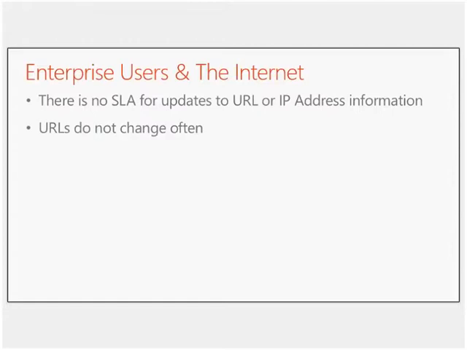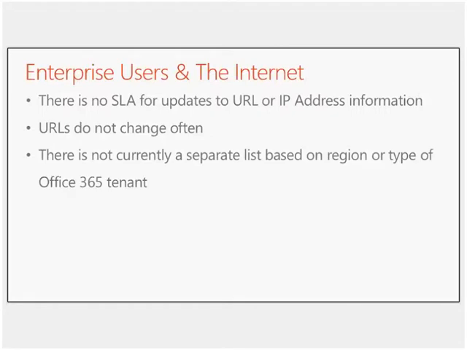The other thing to note is that the URLs don't change often. So while we don't have a rigorous SLA around IP or URL information, the URLs don't change often. And so we highly recommend that URLs themselves are what is used for filtering.